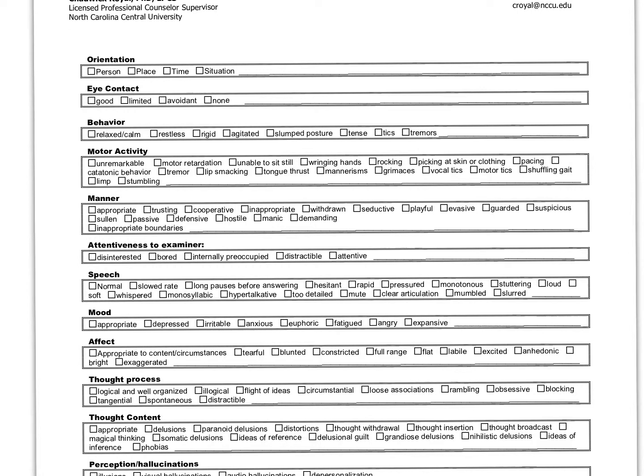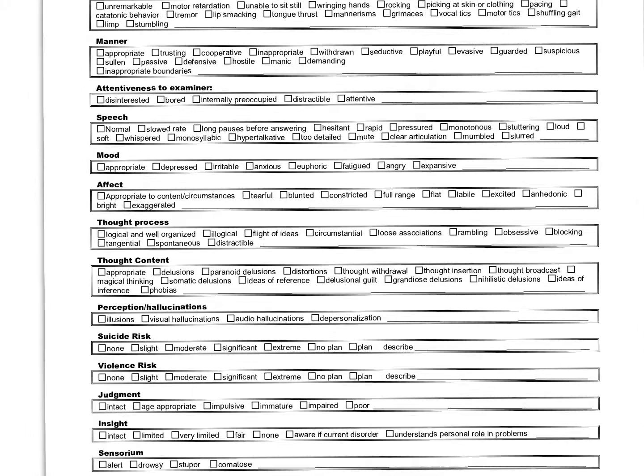What was their mood like? Appropriate, depressed, irritable, anxious, euphoric, fatigued, angry, expansive. Affect. Was their presentation of their affect appropriate to the content or the circumstance? Were they tearful? Or was it blunted? Was it constricted? Did they appear to have a full range of affect, or was it flat, labile, excited, anhedonic, bright, or exaggerated?